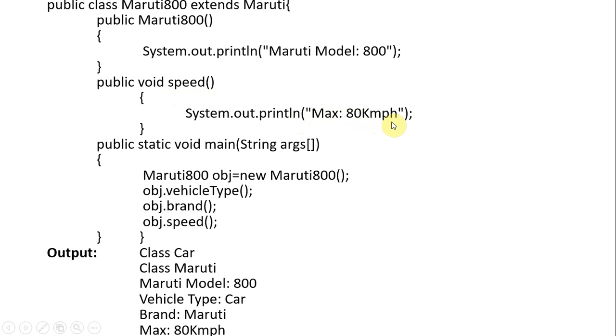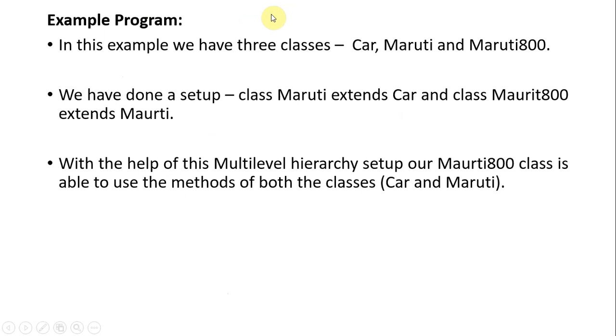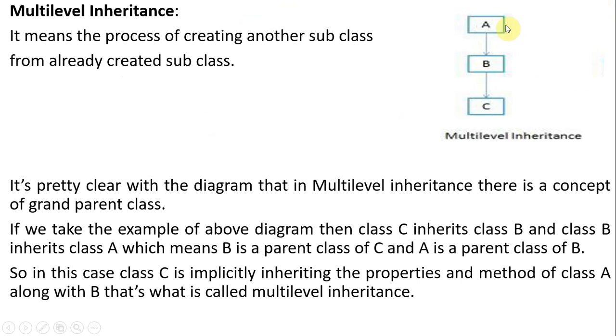So we defined three classes in total: one is Car, one is Maruti, and one is Maruti 800, whereas Maruti extends Car and Maruti 800 extends Maruti. We are trying to fulfill this diagram. So class A is extended by B and class B is extended by C.